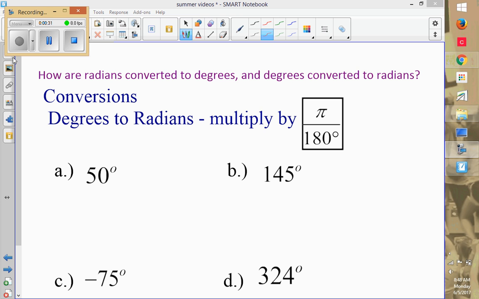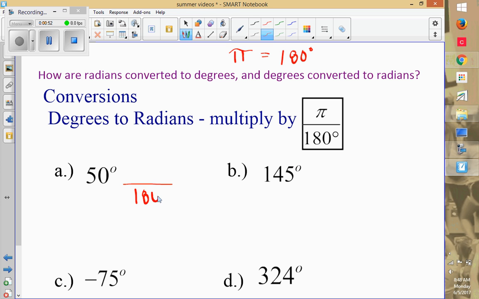We know and understand that the relationship between radians and degrees, based on our previous video, is that pi is equal to 180 degrees. So if I need to convert, when I start with this first example, 50 degrees, I need the degree unit to cross off. So my 180 degrees, I have degree in the numerator, degree in the denominator, so I'm going to multiply by pi to transition into radians.